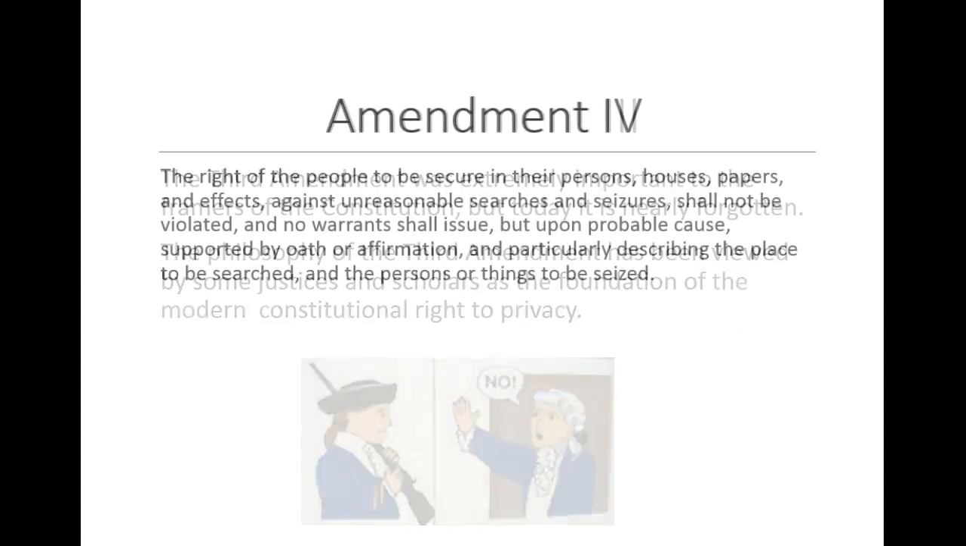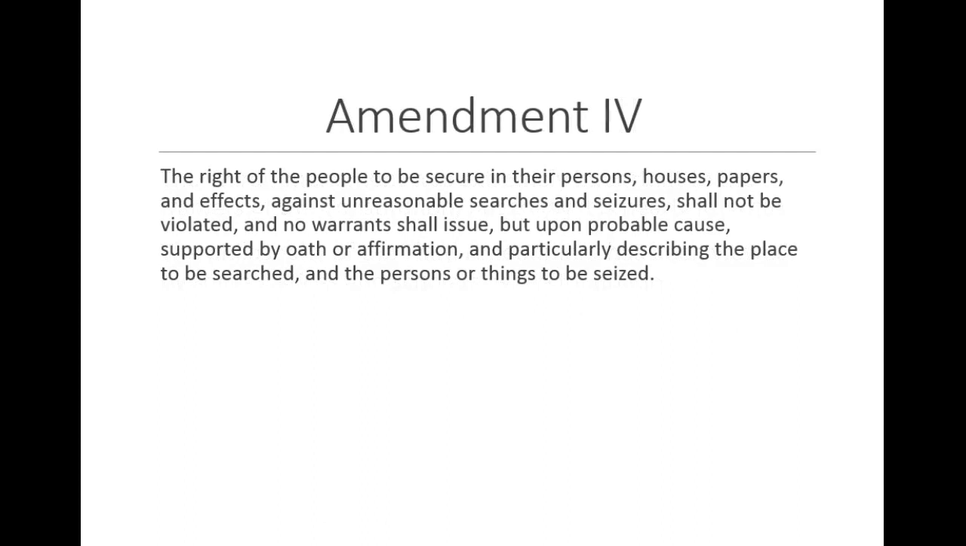The Fourth Amendment states, "The right of the people to be secure in their persons, houses, papers, and effects against unreasonable searches and seizures shall not be violated, and no warrants shall issue but upon probable cause, supported by an oath or affirmation, and particularly describing the place to be searched and the persons or things to be seized."